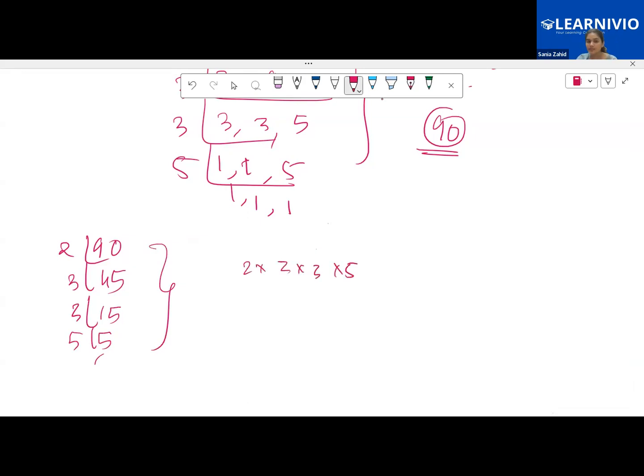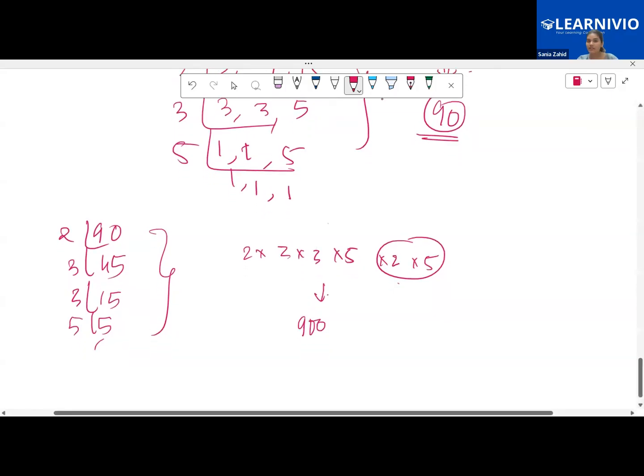Now tell me one thing. If I multiply with one more 2 and with one more 5, does it become a square number now? Yes, ma'am. 900 does become a square number. So now what is your answer? You multiply 90 into 2 into 5. So the answer will be 900. 90 into 2 into 5 gives you 900. Okay, so 900 is the number.